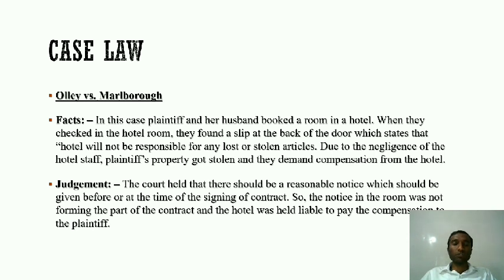Due to the negligence of the hotel staff, the plaintiff's property got stolen and they demanded compensation from the hotel. The court held that reasonable notice should be given before the time of signing the contract. So the notice in the room did not form part of the contract. So the hotel was held liable to pay compensation to the plaintiff. So you can see that there should be reasonable notice and the prior notice should be given.